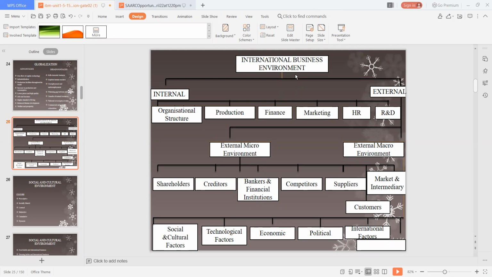shareholders, creditors, bankers, financial, customers. So technology factors, PEST is also there: political, economical, social, and technological factors play a role. So this is about the total international business environment in terms of internal and external.